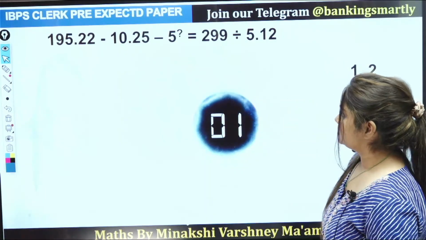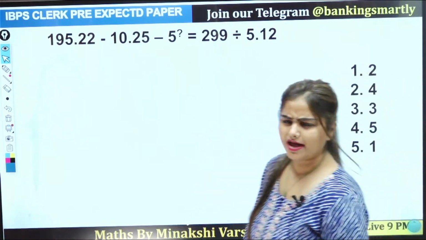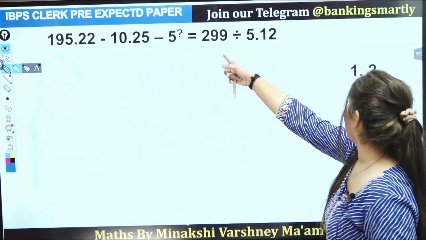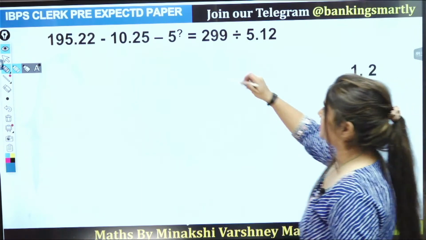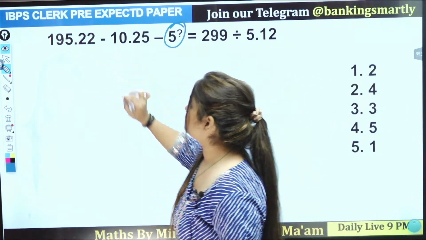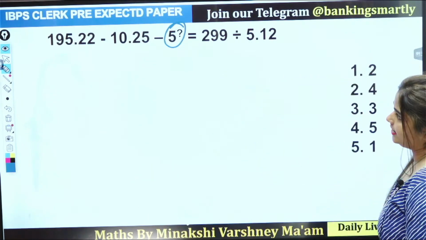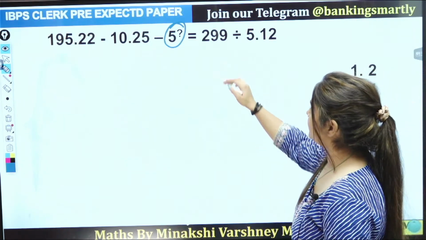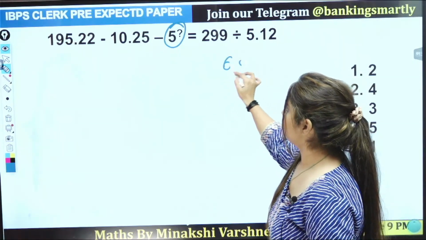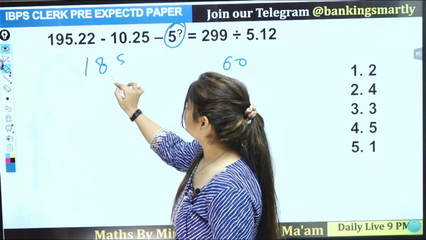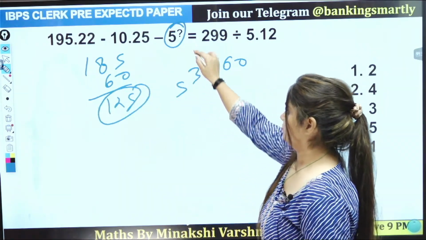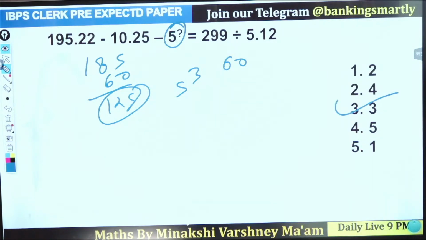Now in this question what we have here, we can go with the option method. There is 5 key power. They are asking for 5 key power. So what we have here, 195 minus 10, so 185. And what we have here, 5. So 300 by 5, that means 60. And here what we have, 185. So we can minus here 125. That means this one is 5 key power 3. So 3 will be the answer. Option number 3 is correct.